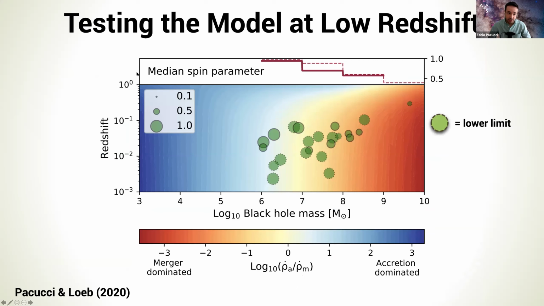So you see here a redshift lower than 1. The size of the circle here indicates the spin parameter. So the larger the size, the faster the black hole is rotating. And you can see here that going towards higher black hole masses, the median spin parameter decreases, as our model predicts, because we are going to the merger-dominated area.